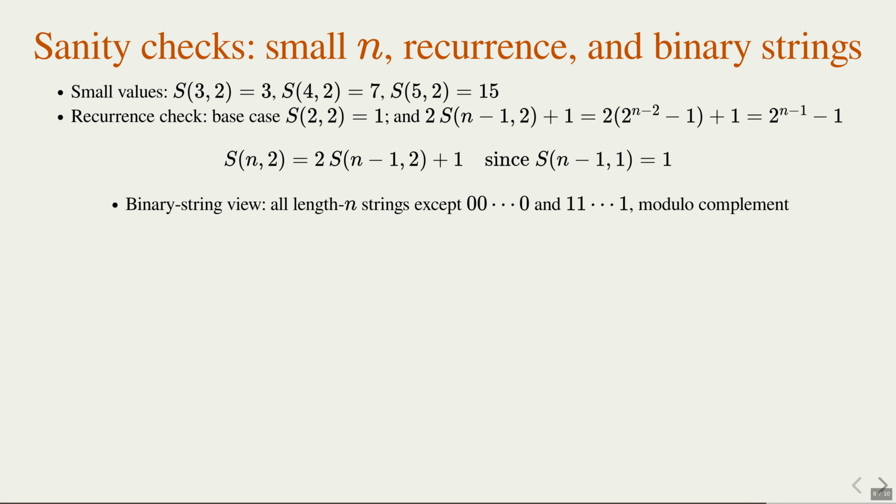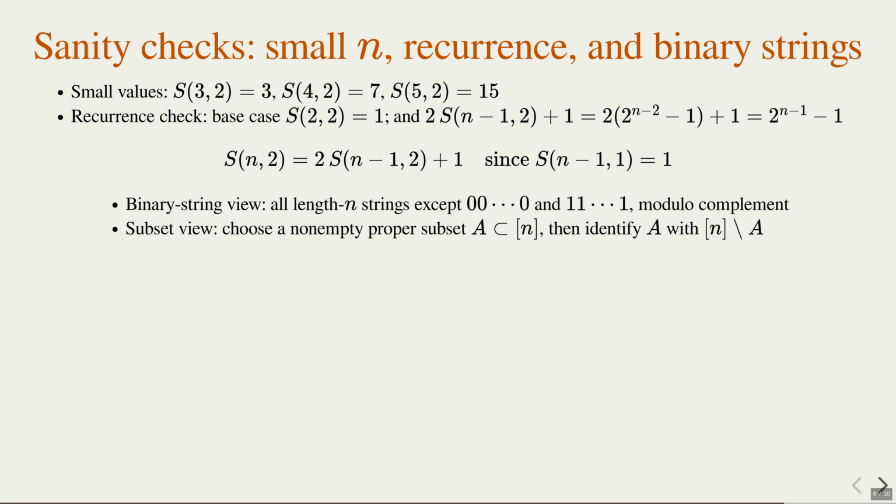Here is the same counting in one sentence. Take all binary strings, throw out the 2 constant ones, and then identify a string with its bitwise complement, because complement just swaps the 2 blocks. Equivalently, a 2-block partition is determined by choosing one block A, but choosing A or choosing its complement give the same partition. That is why the division by 2 is exactly right.